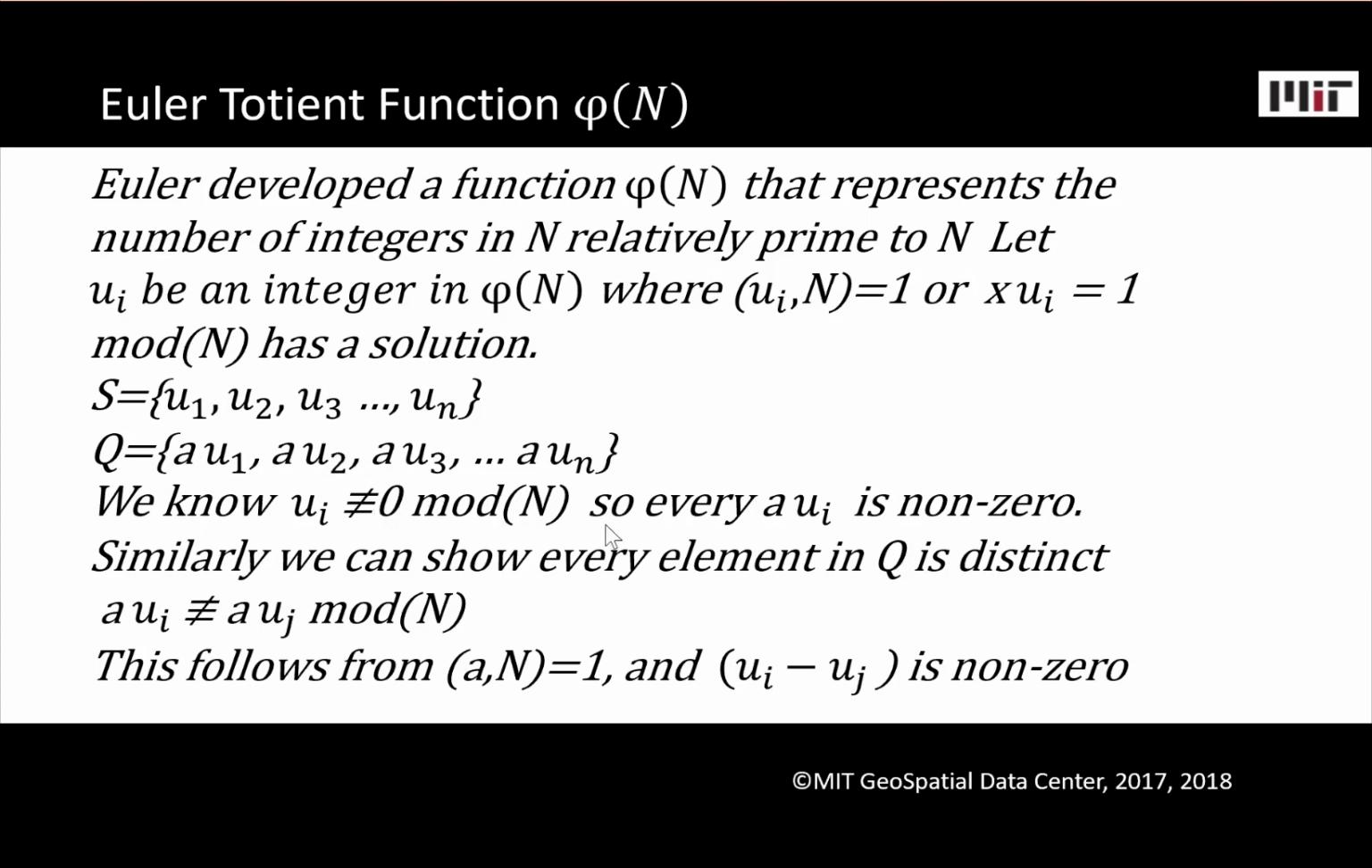Okay, so we know that all these little items u_i with respect to mod n, in this case say 12, we can't have them being 0. They don't share any common factor. So every one of these a u_i is definitely non-zero, and we can show that every element in Q is distinct. So it must be just a permutation of the elements in S. So Q and S contain the same elements.